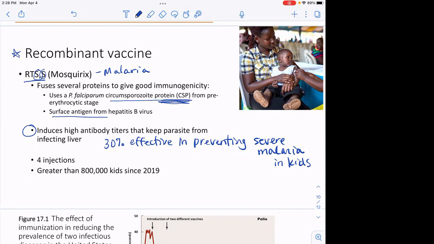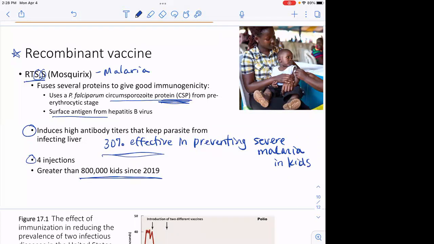So it's been used, kind of on a trial basis for several years now. And unfortunately, it does take 4 injections. So it's maybe difficult to get kids a series of 4 injections in sub-Saharan Africa. But there are better variations of this in the pipeline, and they think that we're going to get better and better at this. And so hopefully we can improve that effectiveness. And again, that's going to be a good thing.